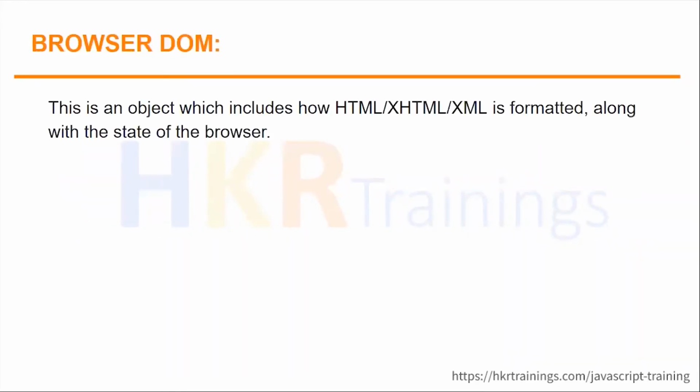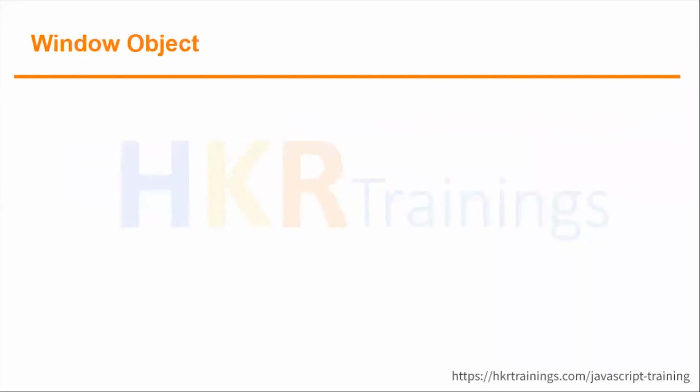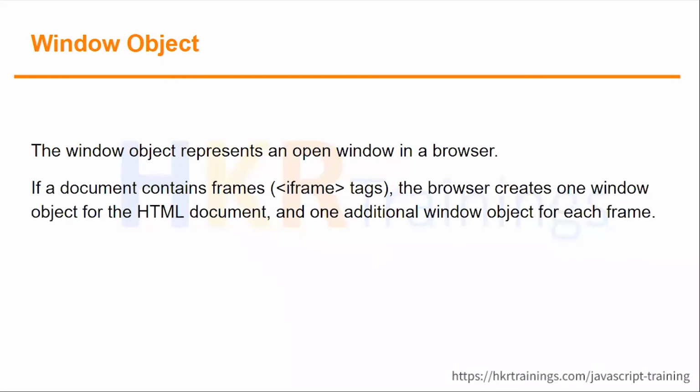Now the browser DOM. We have already discussed the DOM initially itself. It includes the window object, the history object, navigator, timers, and cookies. Now we will go through them one by one.